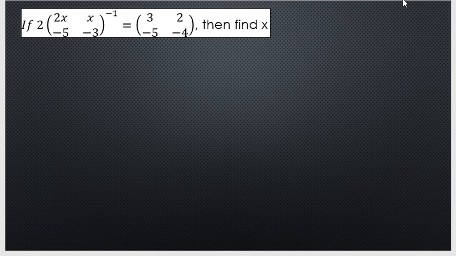Okay, when we proceed to the next question, this is a matrix. It says 2 times the inverse of the given 2 by 2 matrix is equal to the other 2 by 2 matrix. First, we have to find the inverse of this matrix.